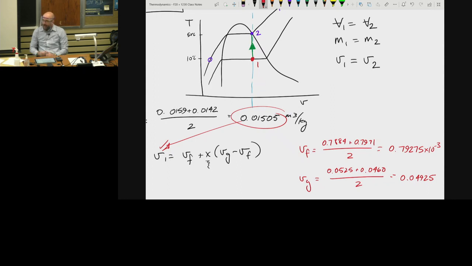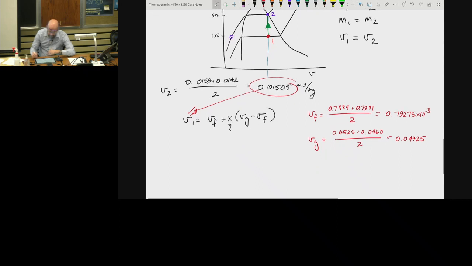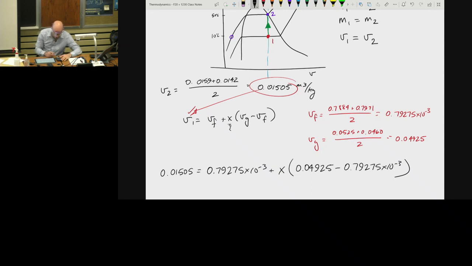And now that I have that, I can plug it into my quality equation. So I'm going to have 0.01505 is equal to 0.79275 times 10 to the minus third plus my unknown x times 0.04925 minus 0.79275 times 10 to the minus third. And so let's solve for x here.